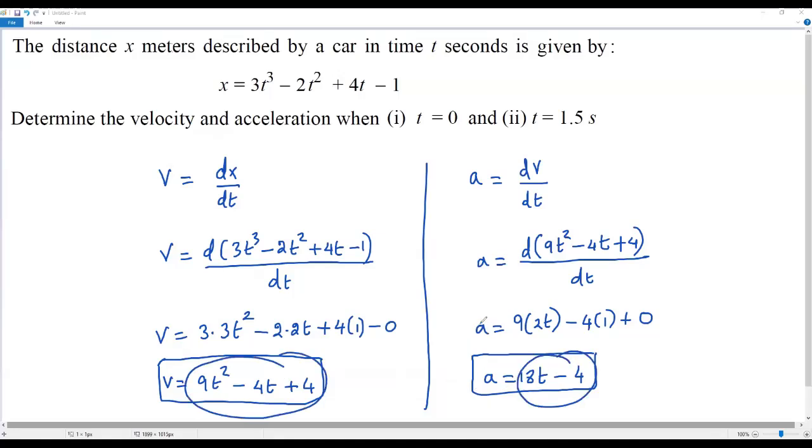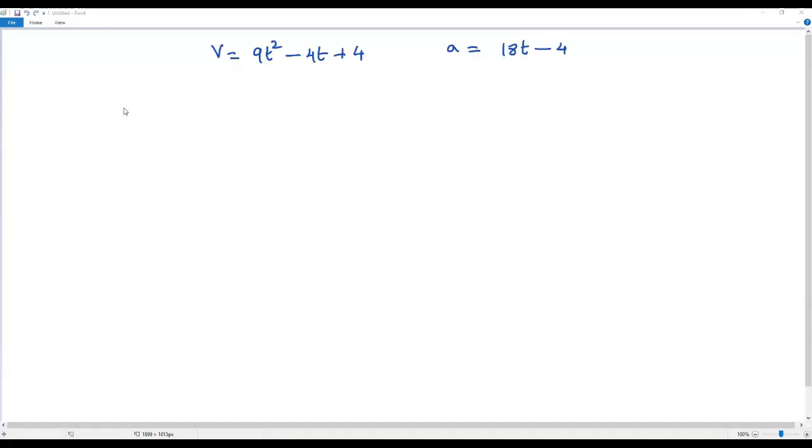And also the same thing, I have to do this for t equals 1.5. Okay, let me do this on the next page. To get the velocity at t equals 0, we have to plug t equals 0 into the velocity function we have over here. Okay, let me do it.